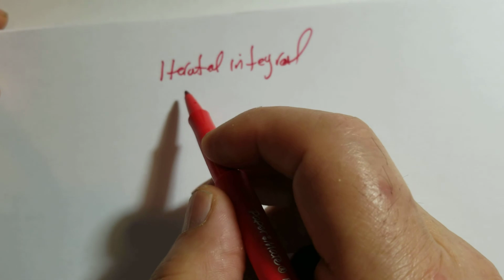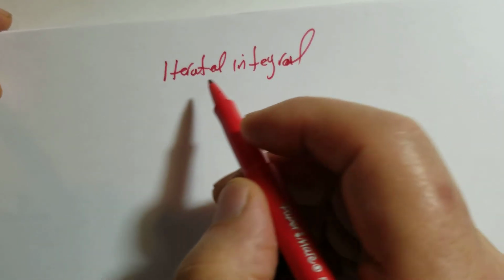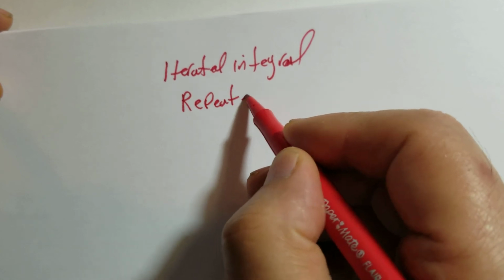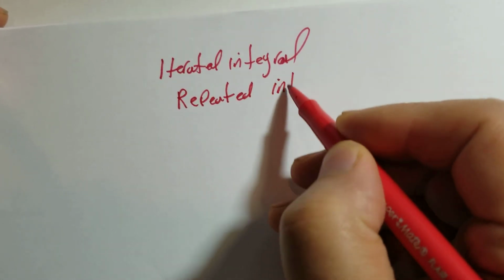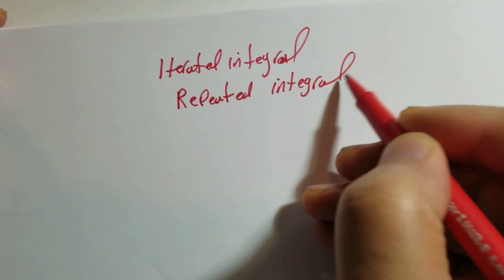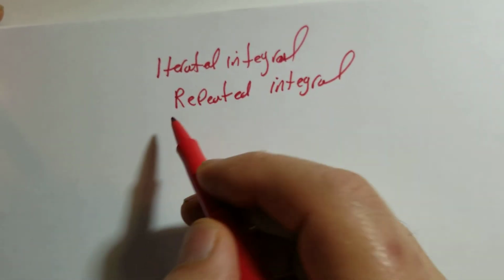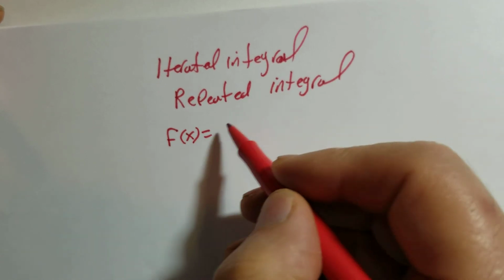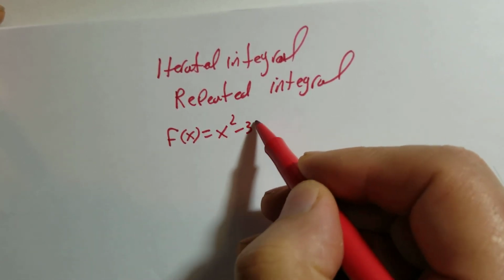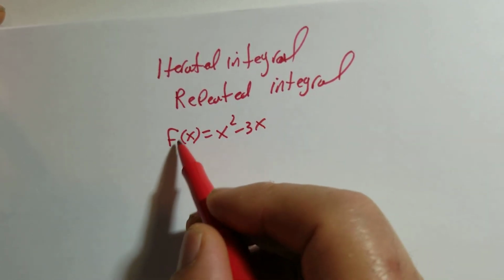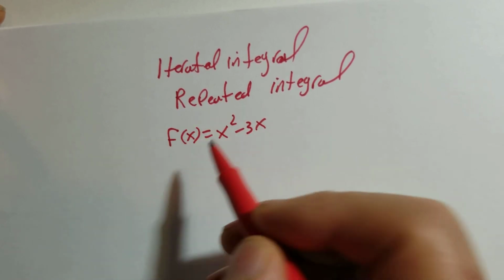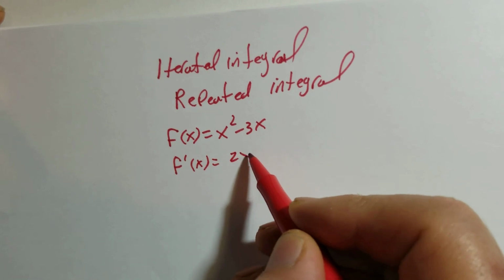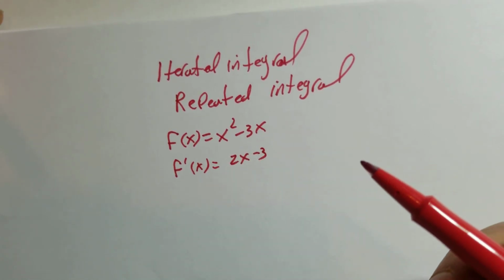In this video I'm going to talk about the iterated integral, and sometimes we call this one the repeated integral also. If you remember in calculus 1, we had the function f of x equal to x squared minus 3x, and when you differentiate that function, your f prime of x was 2x minus 3.